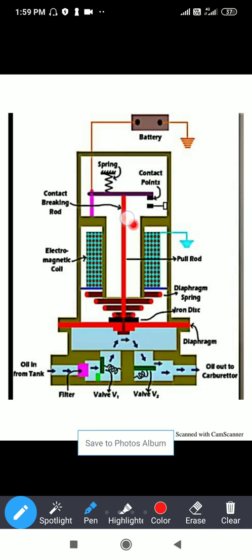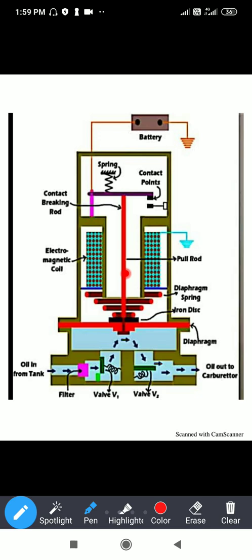As the spring pressure increases, both the contact points touch each other, and this pulling rod also comes downwards. By the help of this diaphragm, additional force is applied. When this diaphragm comes to this level, both valve V1 and V2 are closed. So the supply of fuel to the carburetor is stopped. When the cycle of the engine or the piston is completed and it comes once again to its position for combustion, according to the timing of the opening of the engine valve, this cylinder timing is done.